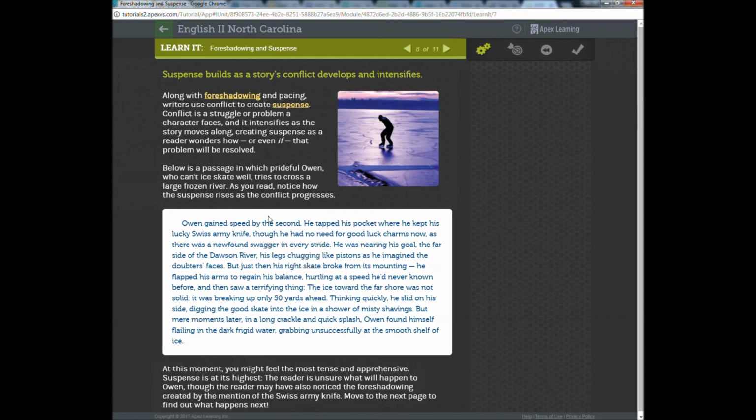So let's watch. Owen sped, gained speed by the second. He tapped his pocket where he kept his lucky Swiss Army knife. Though he had no need for luck charms now, as there was a newfound swagger in every stride. He was nearing his goal, the far side of the Dawson River, his legs chugging like pistons as he imagined the others' faces.